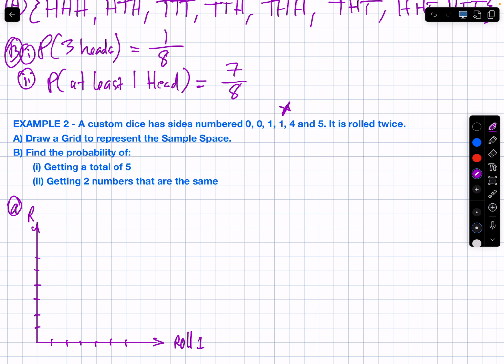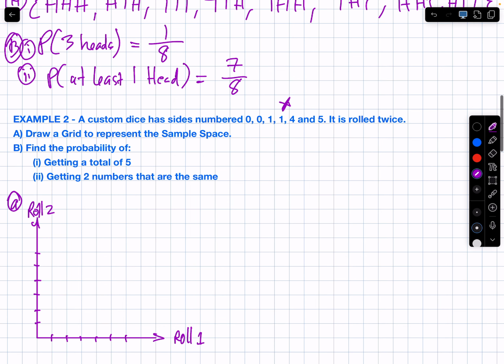Roll 1, roll 2. For roll 1, what are the possibilities of that dice that I roll? 0, 0. Next. 1, 1, 4, and 5. Is it the same for roll 2? Doesn't say that I'm grabbing a different dice. 0, 0, 1, 1, 4, 5. What is it about a grid? There's dots for all of the possible results. So there's going to be 36. 6 times 6 here.